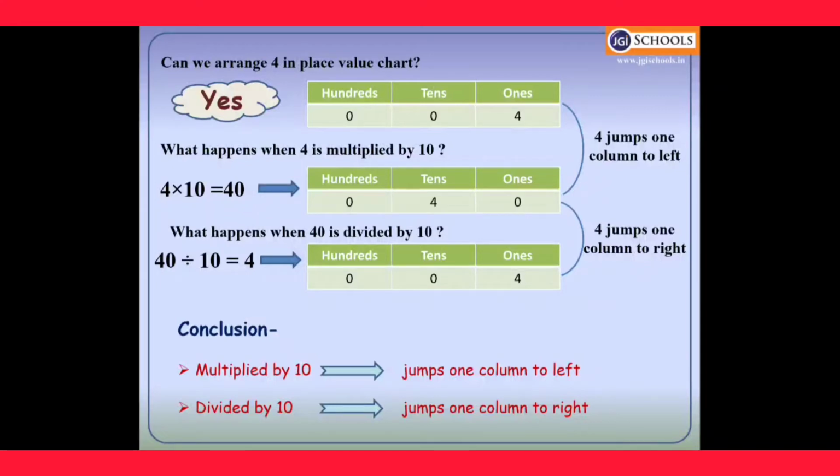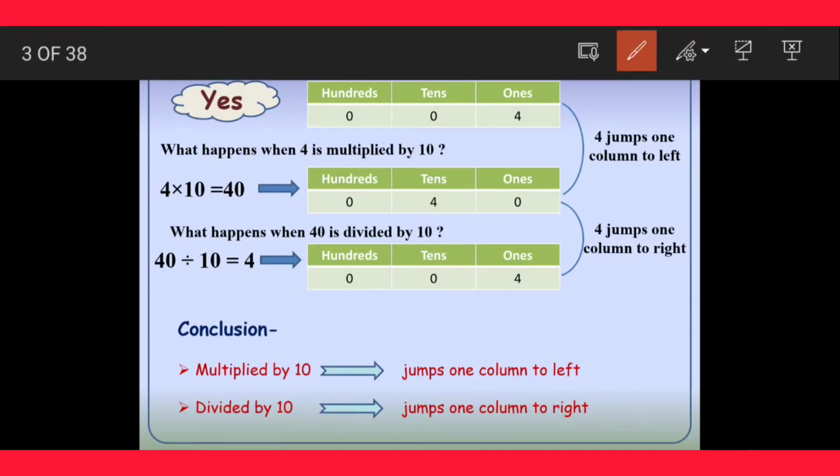Yes, we can arrange the 4 in the place value chart, in the different positions of ones, tens and hundreds. Only 4 will be in the ones position, right? Tens and hundreds positions will be 0. You can see here the 4 is on the ones position. Now what happens when 4 is multiplied by 10? What will you get here? 40. Yes, you will get 40 because 4 tens are 40.